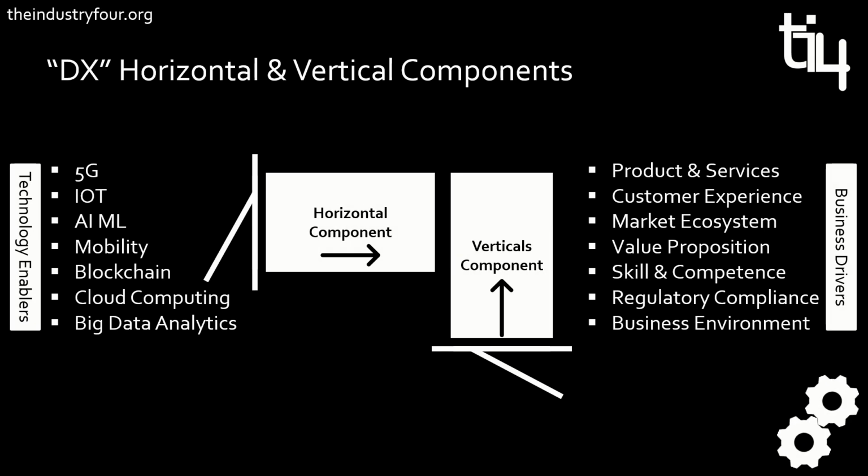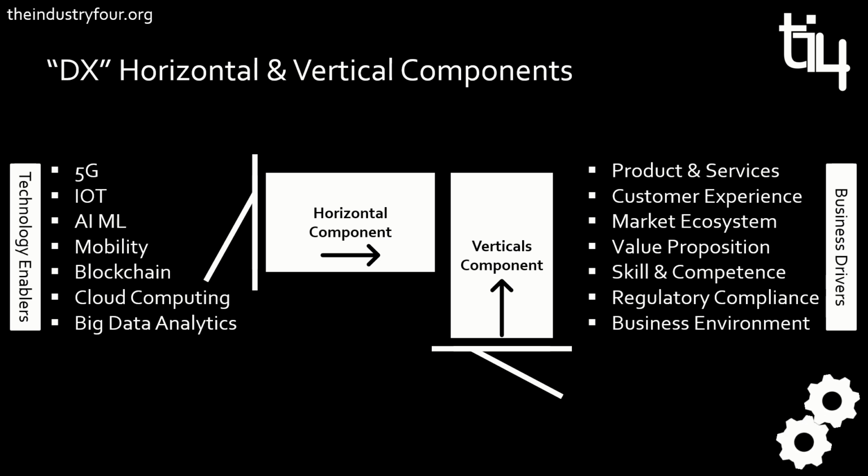Let's further explore the technology enablers and business drivers in terms of horizontal and vertical components. On one side, we can represent the technology enablers as horizontal components because these are the components which enable the digital transformation of any industry vertical. As these components are common to most of the industry verticals, they are considered horizontal components. And these horizontal components are 5G, IoT, AI/ML, mobility, blockchain, cloud computing and big data analytics.